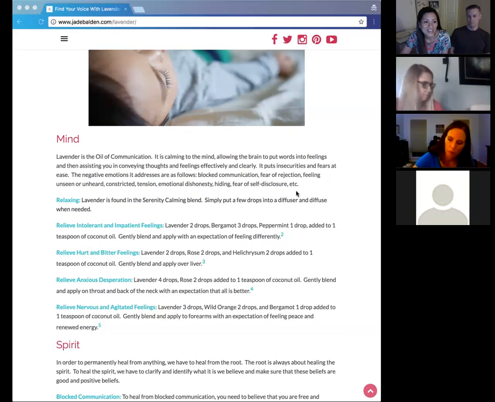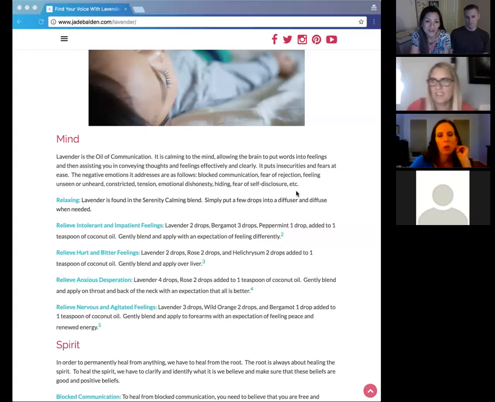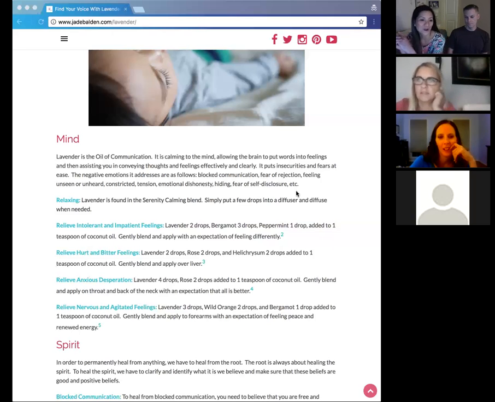All right, so the last thing here, and like I said, I'm not doing any justice to lavender because it can keep going and going, but it's great for the nerves and agitated feelings. So we can add wild orange, so 3 drops of lavender, 2 drops of wild orange, and 1 drop of bergamot. And gently mix that up and put it on your forearms. And because these are citrus oils, you don't want to go straight into the sun and get a tan, so you can be indoors for a while or wear long sleeves. But it helps you feel more peaceful and renewed.